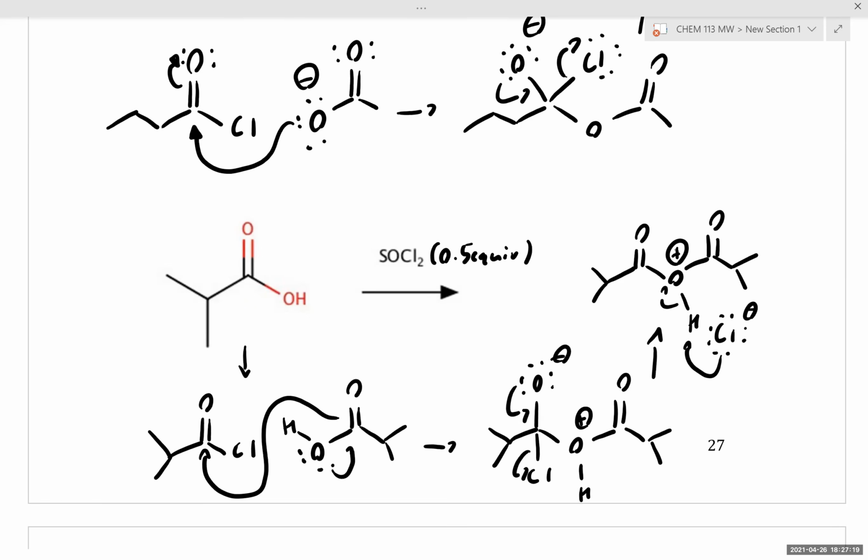This is often why, if you wanted to exclusively prepare the desired acyl chloride from the carboxylic acid, you need to use an excess of thionyl chloride in most cases. Any questions on this example?